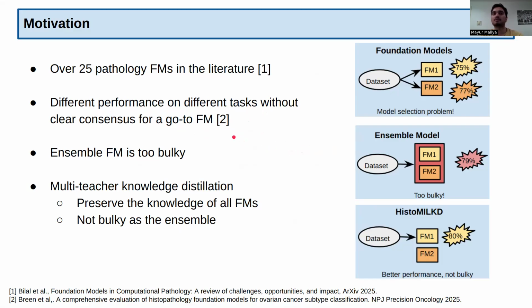One way to get rid of this model selection problem is to ensemble all the foundation models. While this does improve the performance and gets rid of the model selection problem, the resulting model is too bulky, and this hinders the feasibility of its application. Which is why in this work we use a multi-teacher knowledge distillation framework that not only keeps the knowledge of all the foundation models, but also the resulting model is not as bulky as the ensemble model. In fact, the resulting model is as big as the individual foundation model.